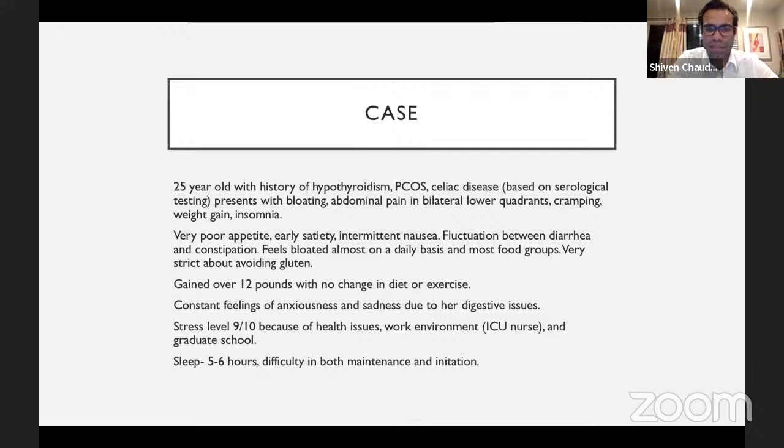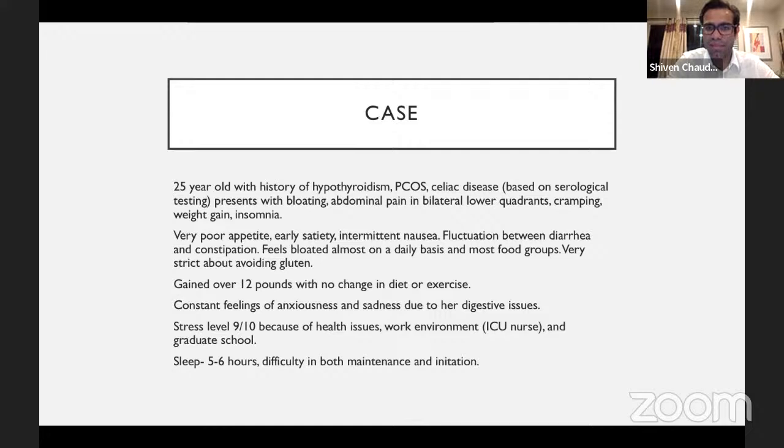She tells me that she has a very poor appetite. She has early satiety, intermittent nausea. It fluctuates, her bowel movements fluctuate between diarrhea and constipation. She feels bloated almost on a daily basis and with most food groups. Now, that line right there in the question stem in this case, and of course, this is a real patient, is a very powerful statement, because she's feeling bloated on a daily basis and with most food groups.